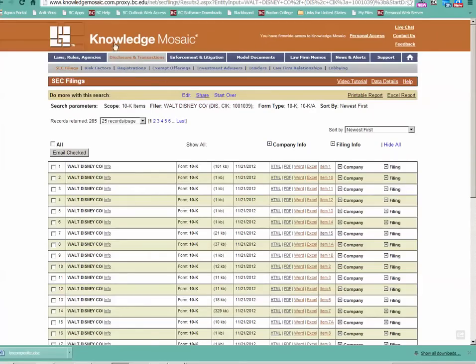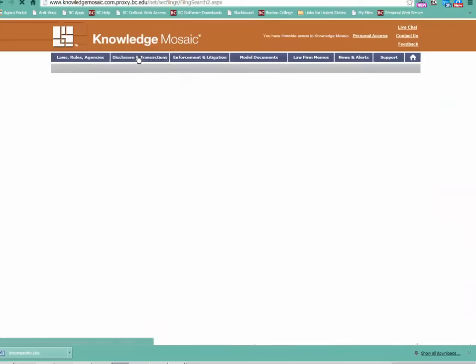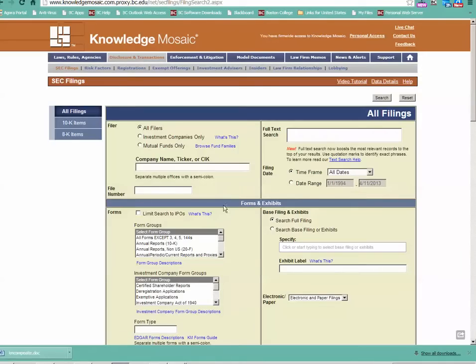Okay, so what we did was we went to Knowledge Mosaic from our database list. We picked disclosures and transactions, and then we looked for the most recent 10K or annual report for Disney. And from there we can read the 10K to get some background information about the company and its officers and directors, and we can also look at the exhibit list to find important contracts and formation documents.